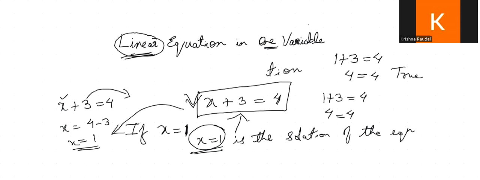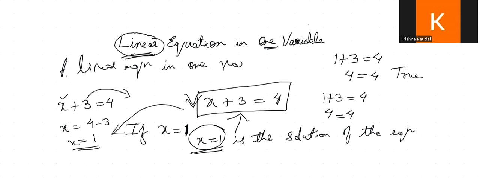So we write like this: a linear equation in one variable has only one solution. It cannot have more than one solution. So let's see one more example. Supposing if there is an equation like this.